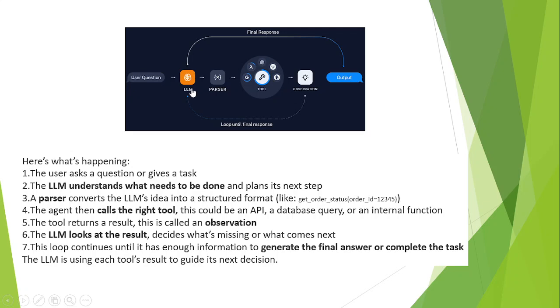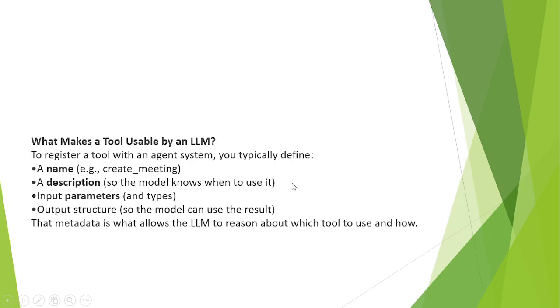So first of all, the user will give the task, the LLM will understand, the parser will convert that query into a structured format, the agent will call the right tool, and then it will return a result, that will be the observation. The LLM will then check the observation and check if there is anything missing or what has to be done next. And then the LLM will generate a final response that the task is completed or not completed due to some reason.